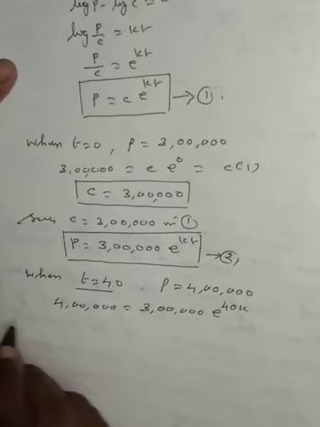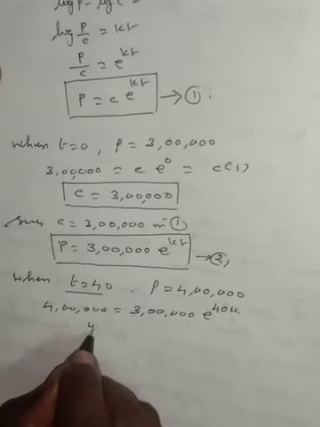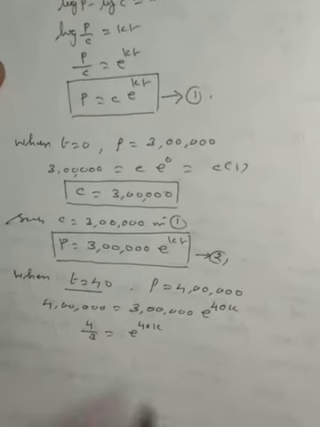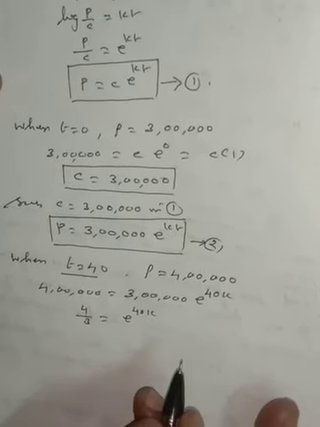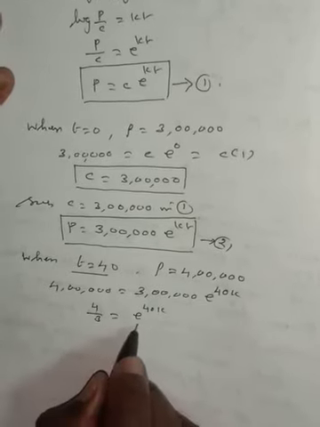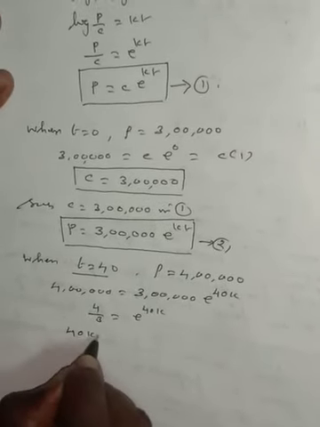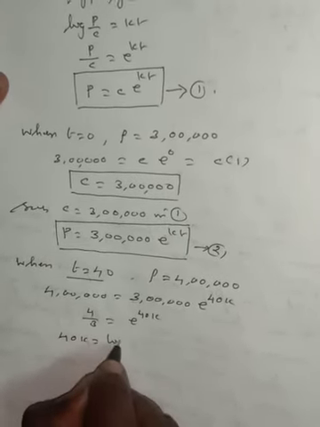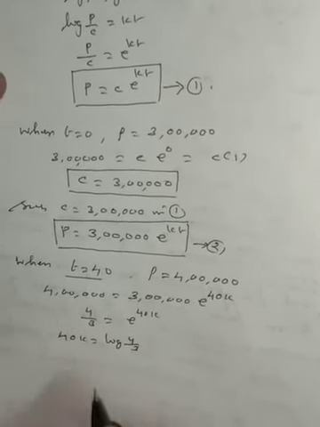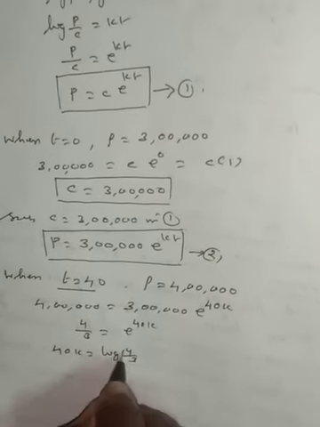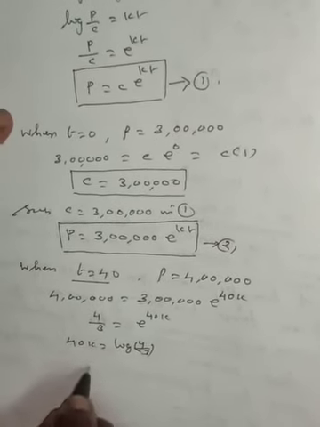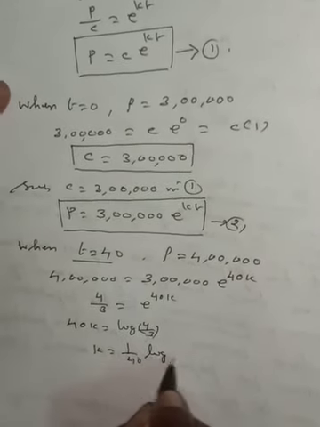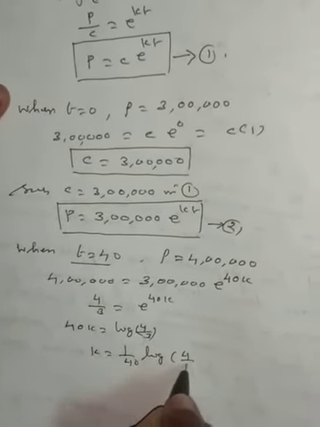Now divide throughout by 3 lakhs. We get 4 by 3 is equal to e to the power of 40k. Now 40k is equal to log of 4 by 3. K is equal to 1 by 40 into log of 4 by 3.